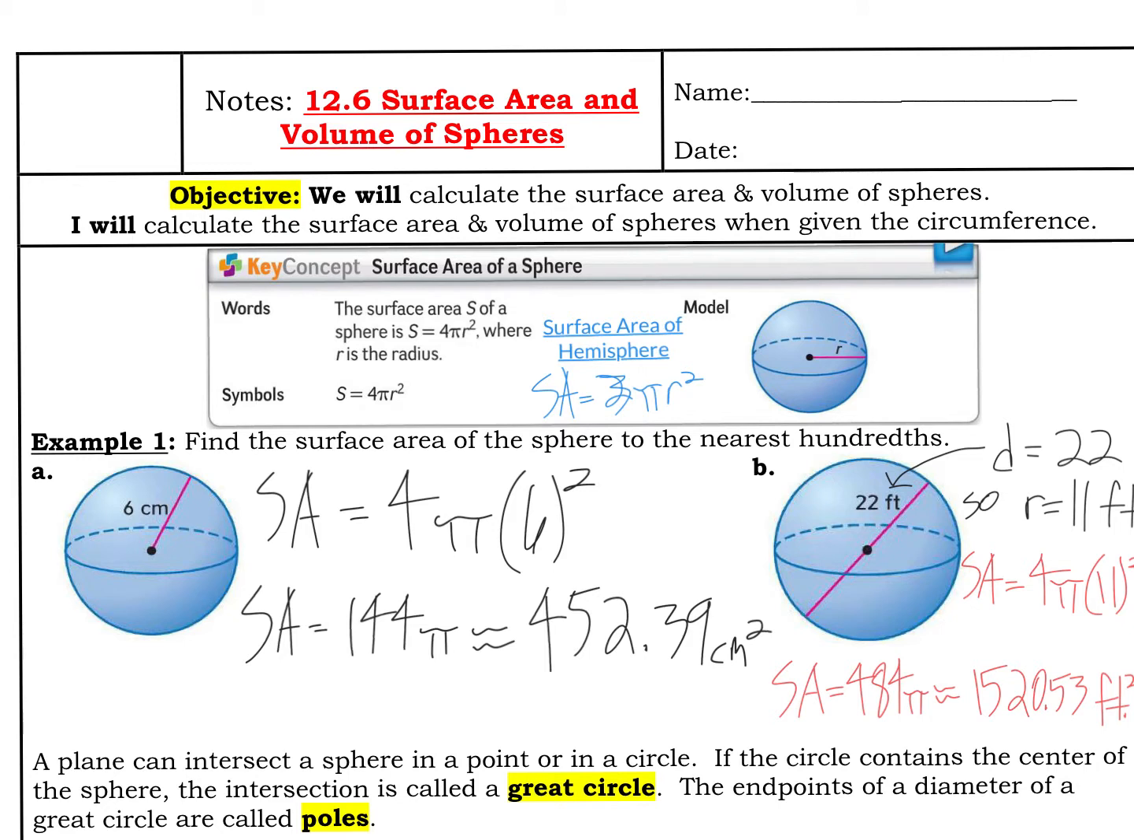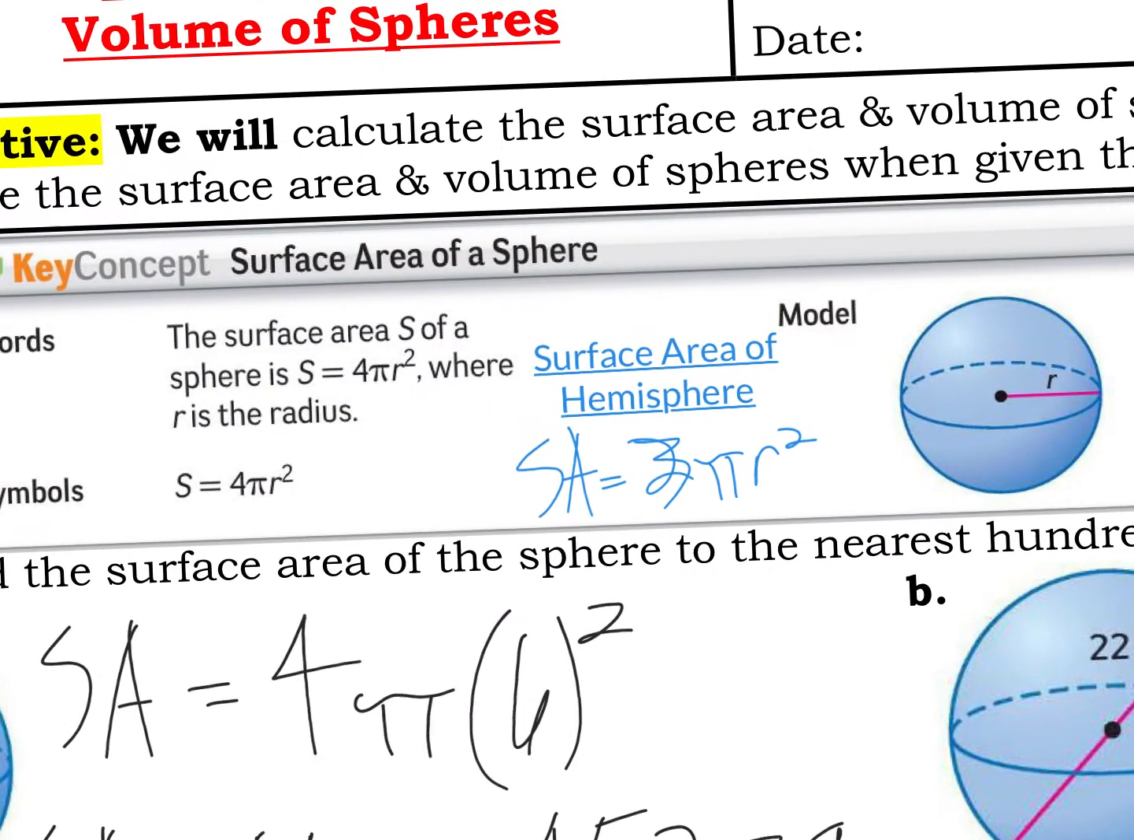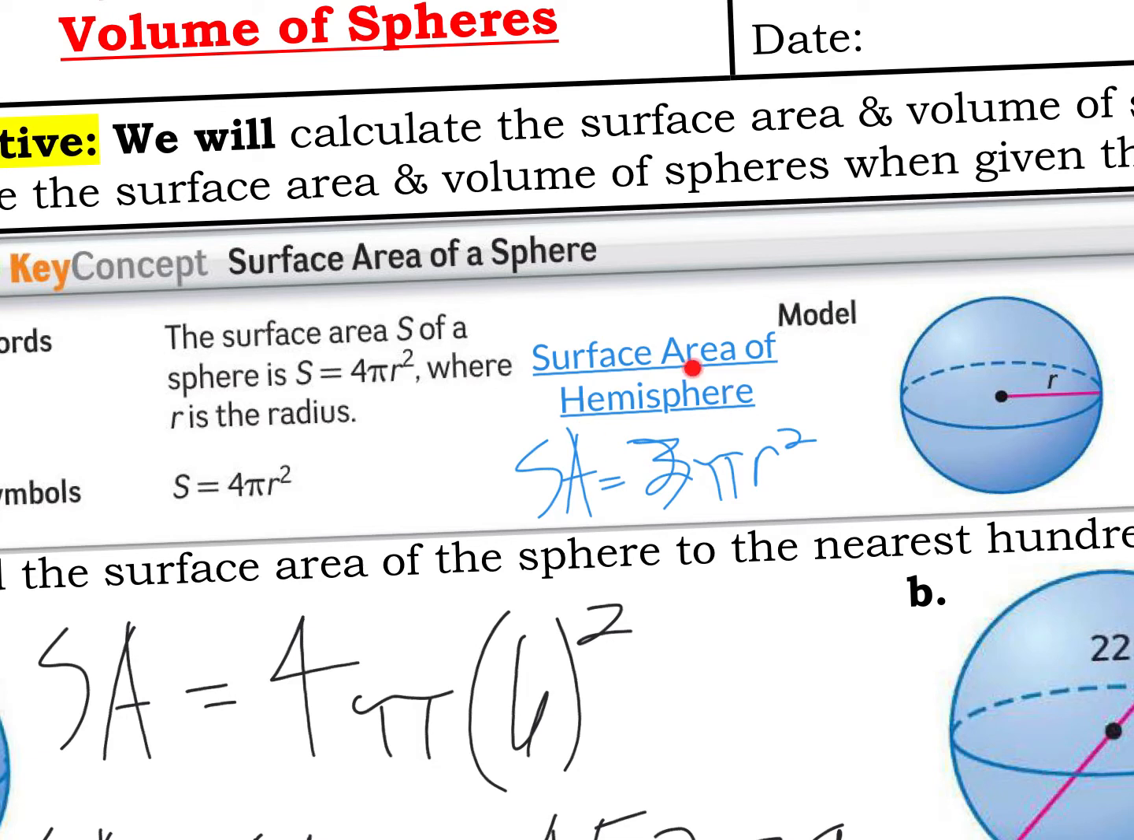So to start off with, we're going to talk about the surface area of a sphere. The surface area of a sphere formula is just 4 pi r squared. And I will talk more about this when we get to an example, but the surface area of a hemisphere is 3 pi r squared. But let's go back and talk about this 4 pi r squared. So the surface area of a sphere, that's just the outside of the sphere.